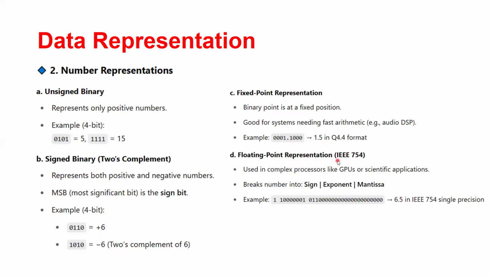There you have floating point representation. In other words, it is called IEEE 754. It is used in complex processors like GPU or scientific applications, and breaks numbers into sign, exponent, mantissa. An example is as shown in this figure that tells us it is number 6.5 in IEEE 754 with a single precision.